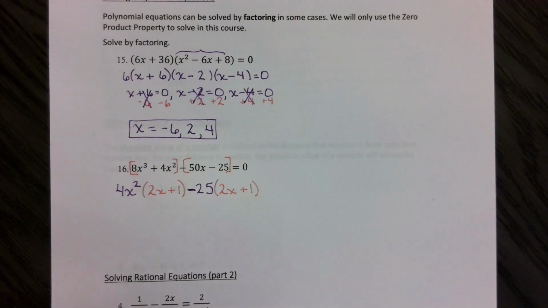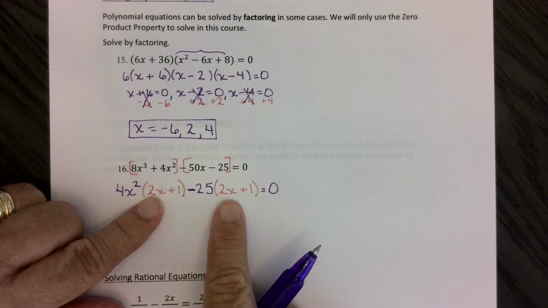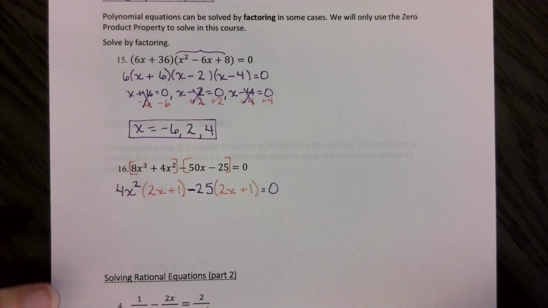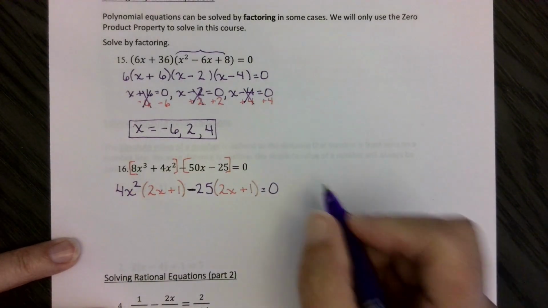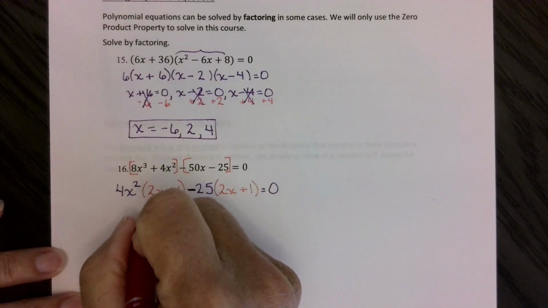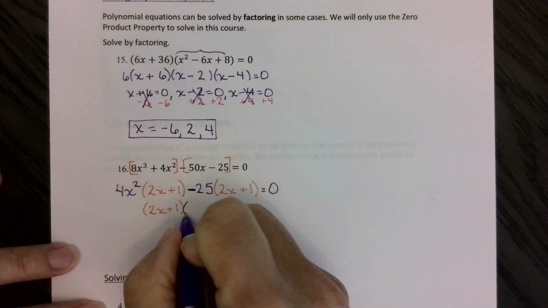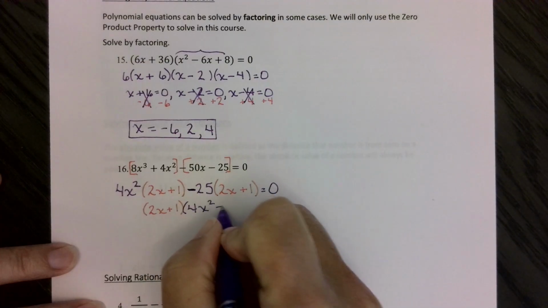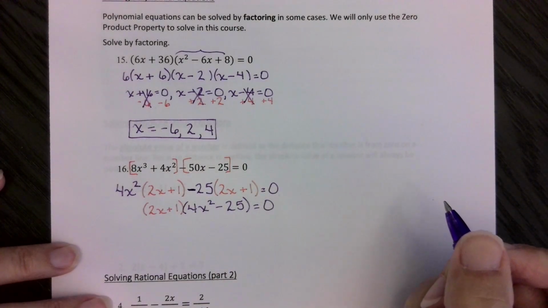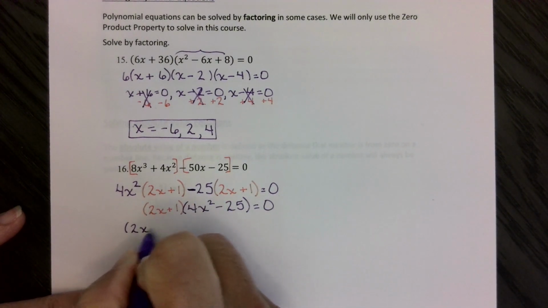Guys, when you are factoring by grouping, these two have to match or you've done something wrong or it wouldn't factor to begin with. Okay, but we're trying to get you to practice factoring, so we're going to factor. What do they both have in common? They both have a 2x plus 1 in common. And they are left with 4x squared minus 25 equals 0. Now, we've factored it, we just haven't factored it completely. So we have the 2x plus 1.